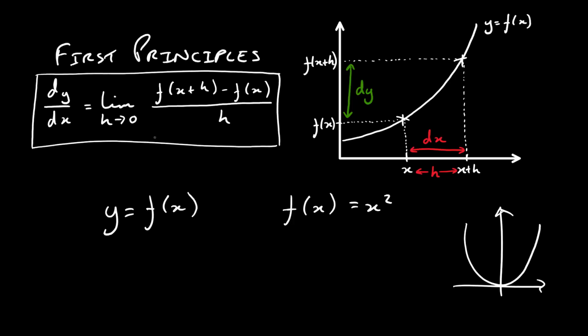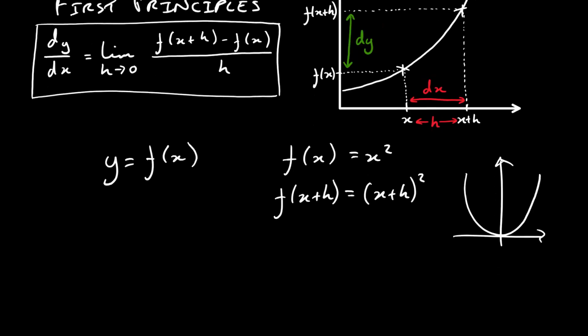So what do I need? Well, I need f of x. Well, I've got f of x, okay? But I also need f of x plus h. So if f of x is equal to x squared, then f of x plus h simply means whenever I see an x, I just have to replace it with x plus h. So it's going to be x plus h all squared. That's f of x plus h. Then it's just a case of simply plugging into this formula.